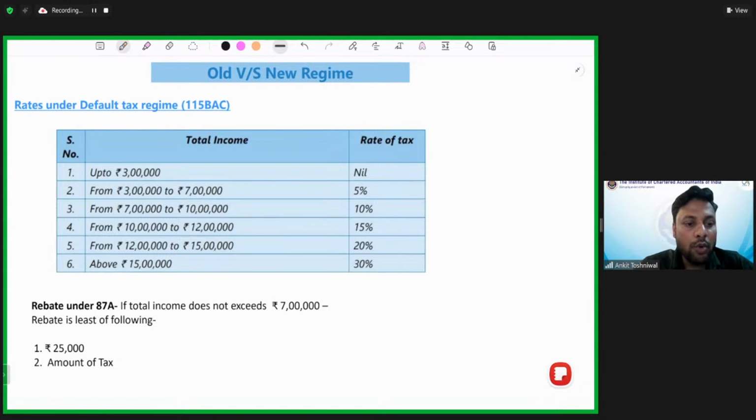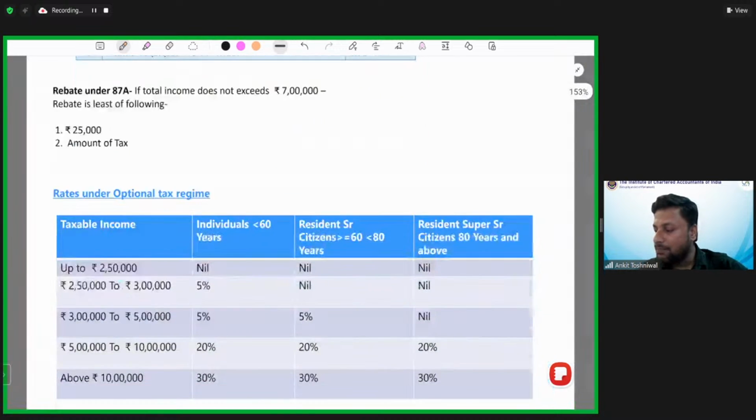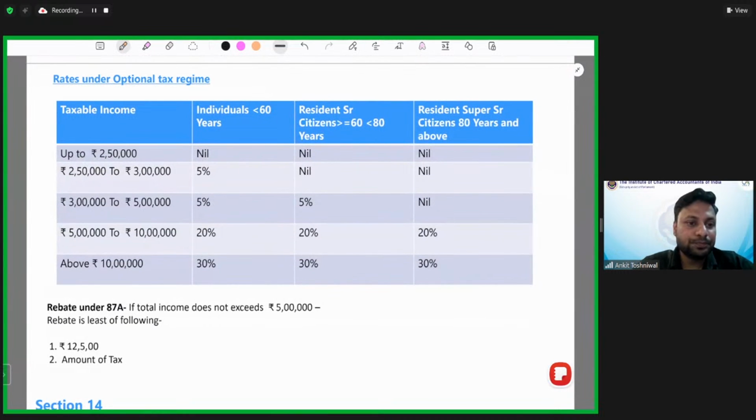Okay. Now, under the old regime, the tax rates are as follows. If you opt for the old regime, and you are an individual whose age is less than 60 years, then the tax rate will be as follows. Up to 2,50,000, there will be no tax, that is the nil tax rate. From 2,50,000 to 5 lakh, 5%. 5 lakh to 10 lakh, 20%.